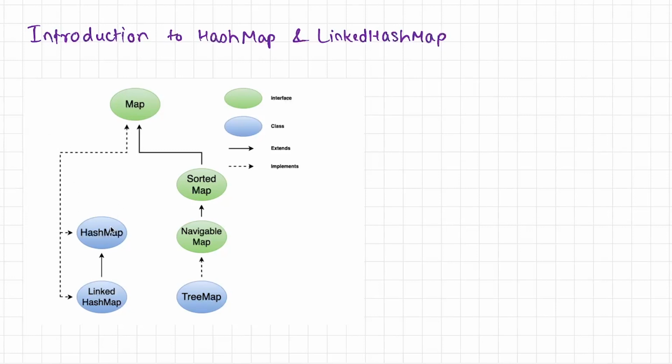So HashMap is the first class that implements the Map interface, and LinkedHashMap is the second class that implements the Map interface and extends HashMap. This means LinkedHashMap has all the features that are available in HashMap. In addition to that, LinkedHashMap has some more features that are specific to LinkedHashMap. So there is a subtle difference between HashMap and LinkedHashMap. In today's video, we will see HashMap and LinkedHashMap in detail.